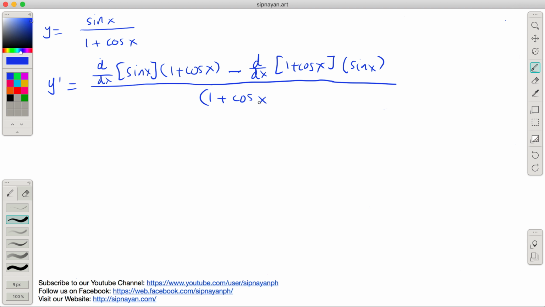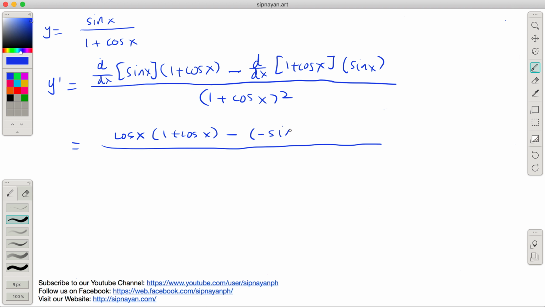Cosine x quantity squared. Okay, so we have, what's the derivative of sine x? Derivative of sine x is cosine x, no? So, tignan nyo na lang yung derivative of trigonometric functions nyo dyan, yung formulas. And then 1 plus cosine x, and then minus, what is the derivative of 1 plus cosine x? Di ba pag by the summation rule, kukunin mo yung derivative ng 1 which is 0, so wala na to. And then you get the derivative of cosine x which is negative sine x.